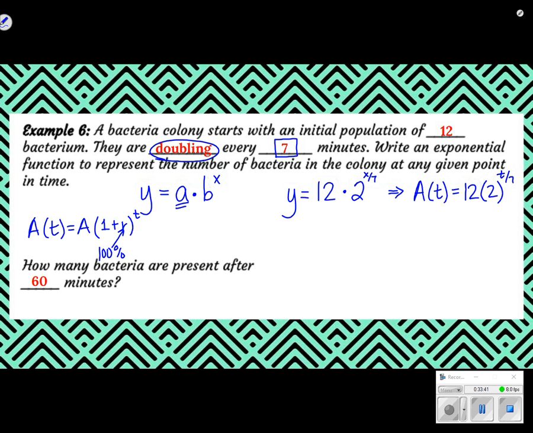All right, how many bacteria are present after 60 minutes? So we've got our equation. Let's plug in 60. So we've got 12 times 2 to the 60 over 7. Now you can stick the 60 divided by 7 in the calculator. You might want to wrap it in parentheses, just to make sure that the calculator knows that I'm doing 2 to the (60 divided by 7) and not 2 to the 60, divided by 7. So there is a difference there.